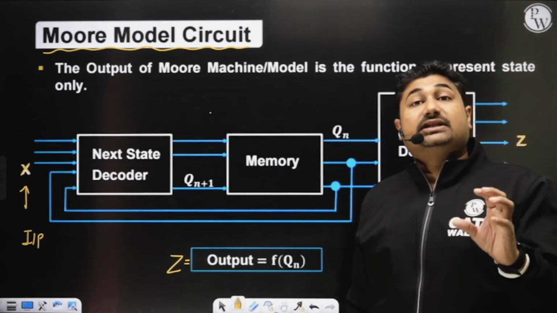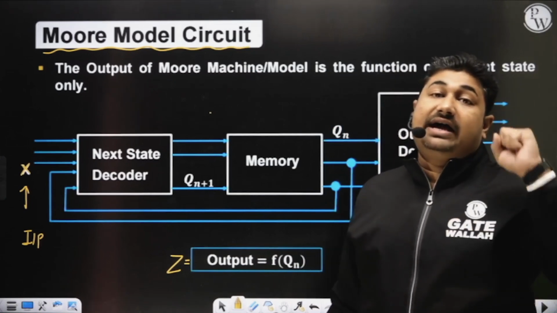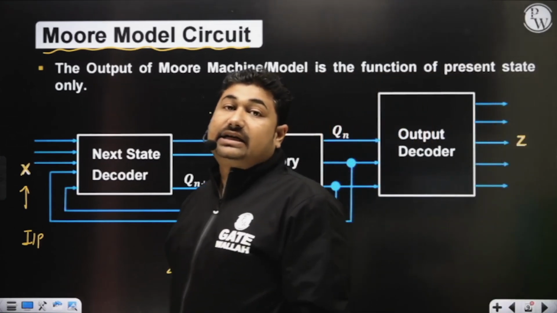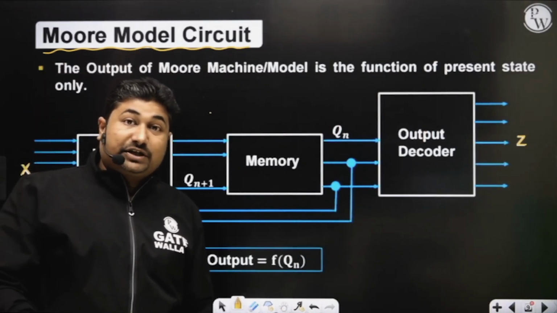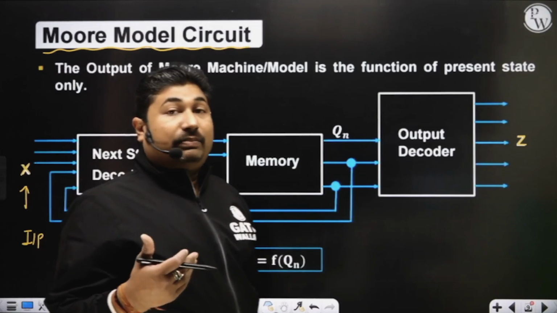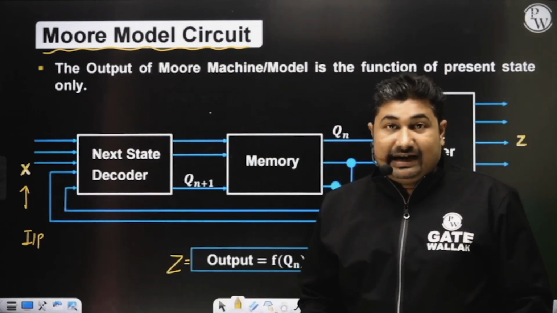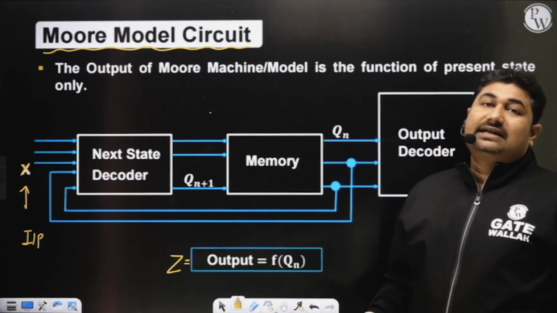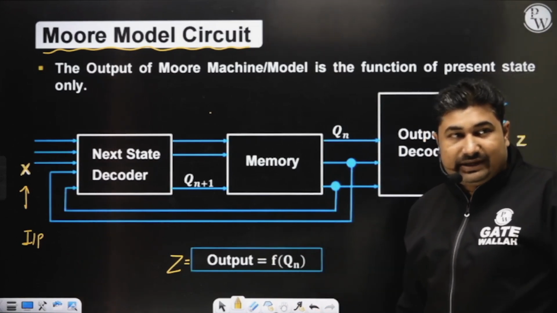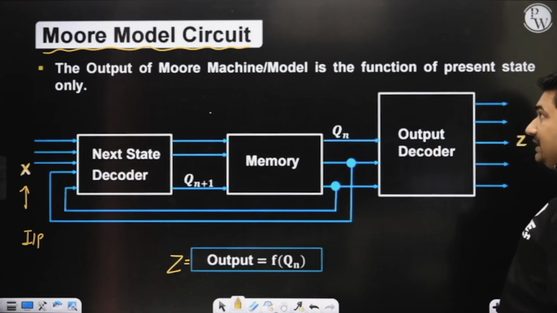Just by observing the circuit, you can directly identify whether the given circuit is a Mealy circuit or a Moore circuit. If you observe that output is a function of input as well as present state, then it's a Mealy. And if the output is a function of present state only, then it's a Moore. Is it okay? Up to this part, I am hoping everything is clear.